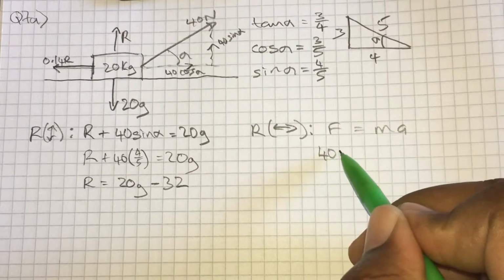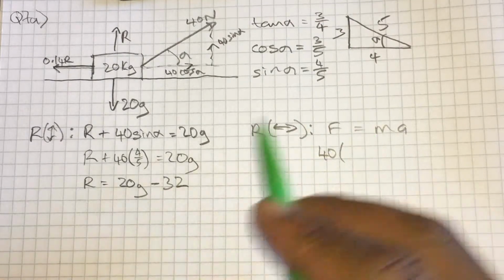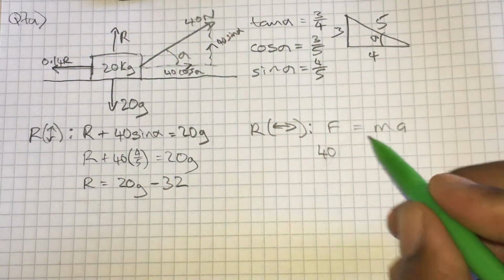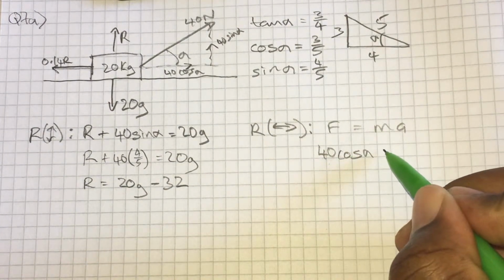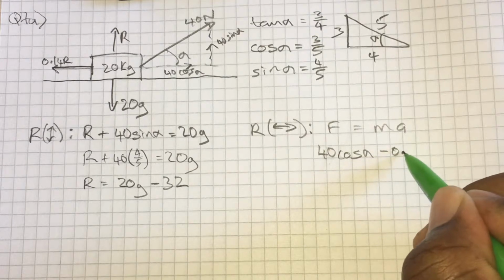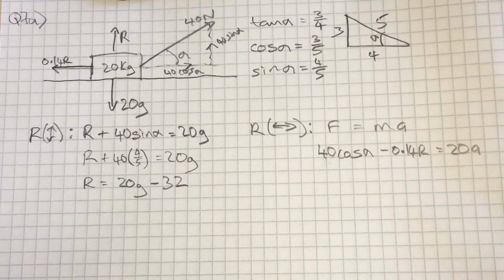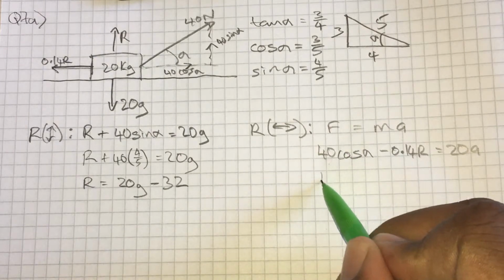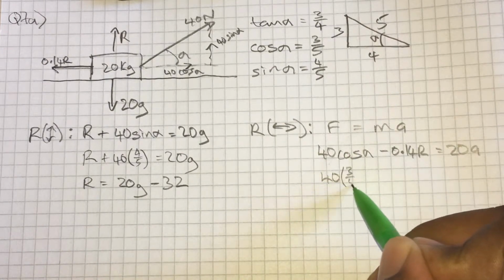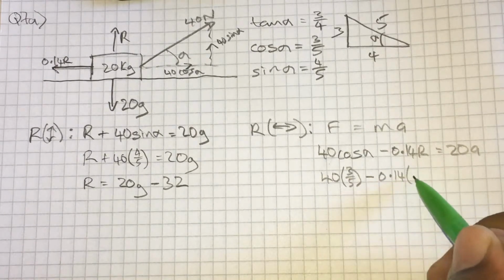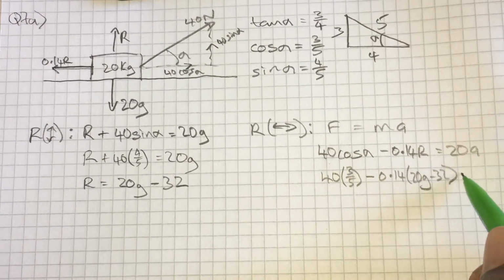So I'm just going to get all of the forces. So the positive direction force is going to be the horizontal component of the tension, so 40 cosine alpha, and the negative, or the opposing direction, is going to be the friction, 0.14 R. And together that should equal mass times acceleration. Substituting in the values or the expressions that we know, we're trying to find acceleration.